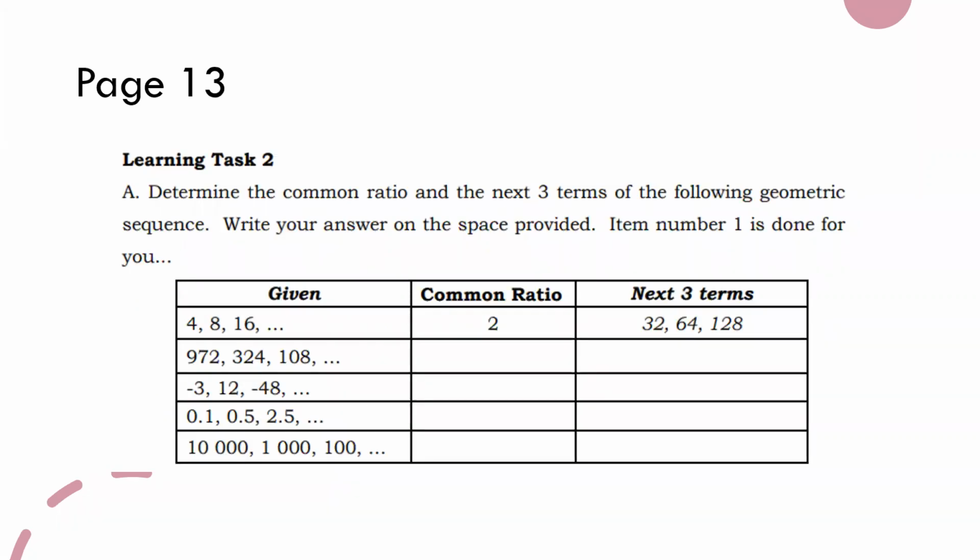Next. Learning task 2. Katulad niyan, given naman po on page 13 ang table. So hanapin ninyo lang ang common ratio. Again, the common ratio is second term divided by first term. So nangyari dyan ay 8 divided by 4 ay 2. Then hanapin ninyo lang yung sa tatlong kasunod. So just 16 times 2, 32 times 2, 64 times 2, 128. So ganun din ang mangyayari doon sa iba. Okay po?